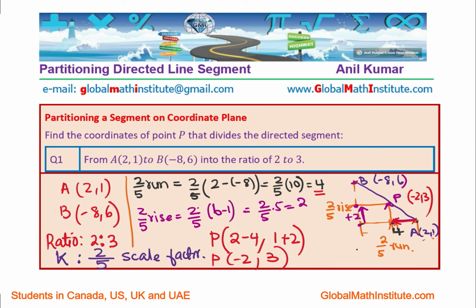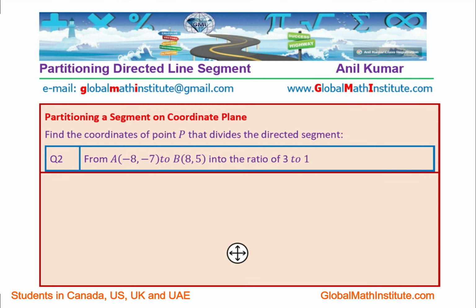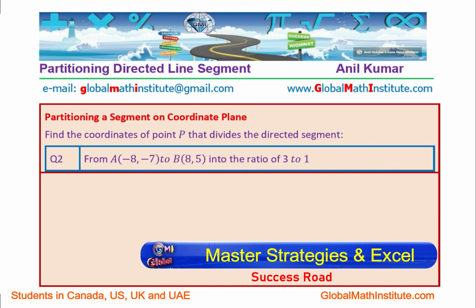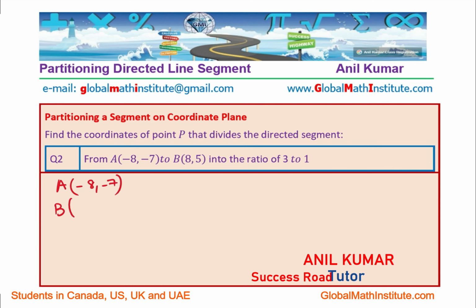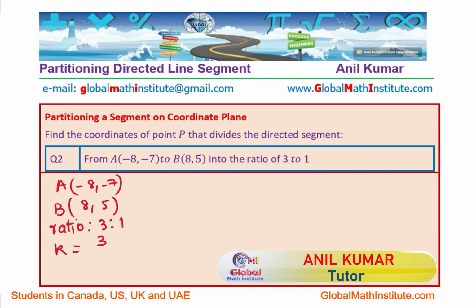So let's move on to the next question and see if this concept is clear to us. Now this time, let me write down the points only. A is given to us as (-8, -7). B is given to us as (8, 5), correct? And the ratio is 3 to 1, right? So the K factor is 3 out of 3 plus 1, which is 4. Perfect?